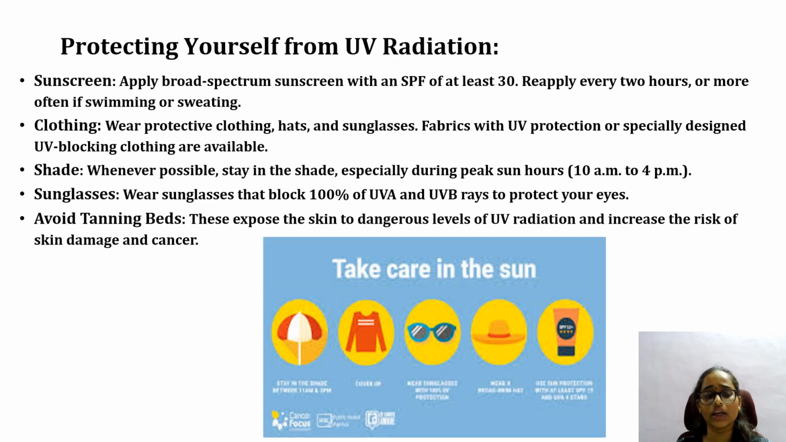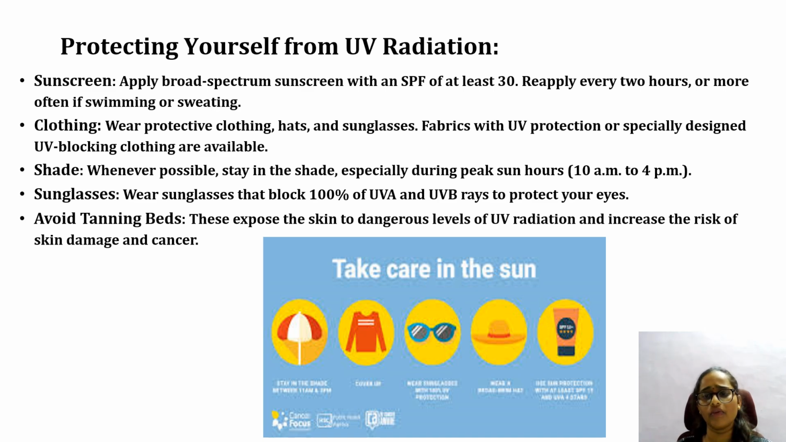How can we protect ourselves from UV radiation? There are many ways to protect ourselves. Applying broad spectrum sunscreen, with at least an SPF of 30, reapplying every 2 hours or more often if swimming or sweating. Clothing. Wear protective clothes, hats, and sunglasses. Fabrics with UV protection or especially designed UV blocking clothes are available.